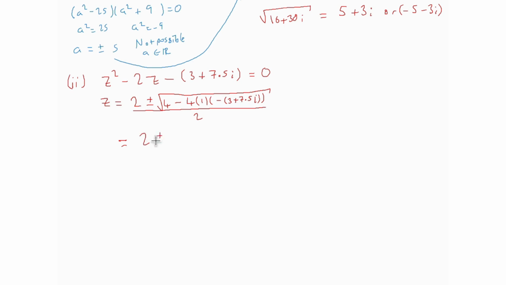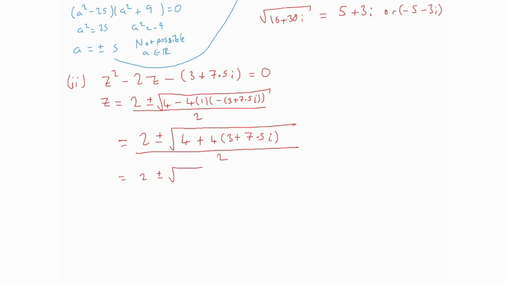Simplifying this, we have 2 plus or minus the square root of 4. This minus and this minus are going to make a positive, so plus 4 lots of 3 plus 7.5i, all over 2. So that's 2 plus or minus the square root of 4 plus 4 times 3, which is 12, which is 16. And then 4 times 7.5 is going to be 30, plus 30i. But now we see why we did the first part, because this is what we worked out here.